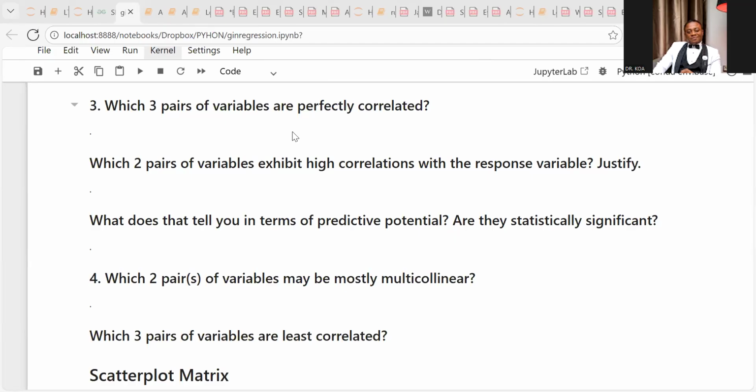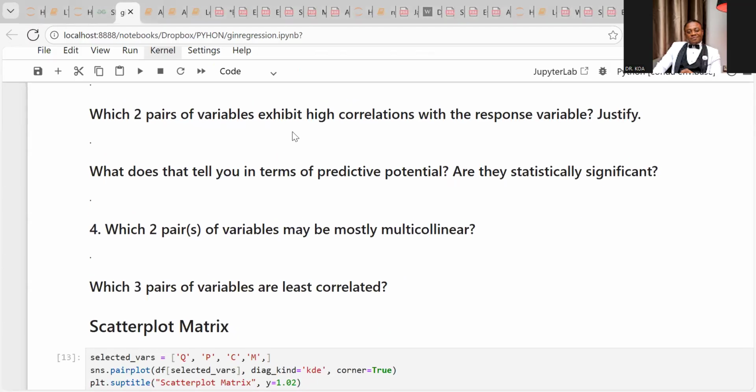Which two pairs of variables may be mostly multicollinear? Guys, did you do multicollinearity? Good. So just off the top of your head, what is multicollinearity? A strong relationship among the features, but not the target itself. Good. You have some ideas. Obed.